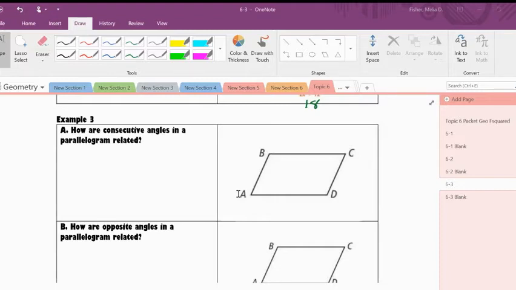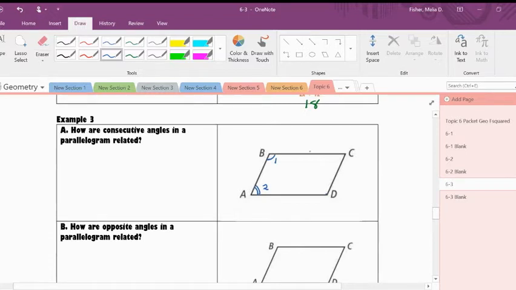Geometry 6-3, Example 3. How are consecutive angles in a parallelogram related? So consecutive means that they share a common side. So we're talking about this angle and this angle. So we'll call them angles 1 and 2. We're also talking about angles B and C, or angles C and D, or A and D. Those would each be consecutive angles.